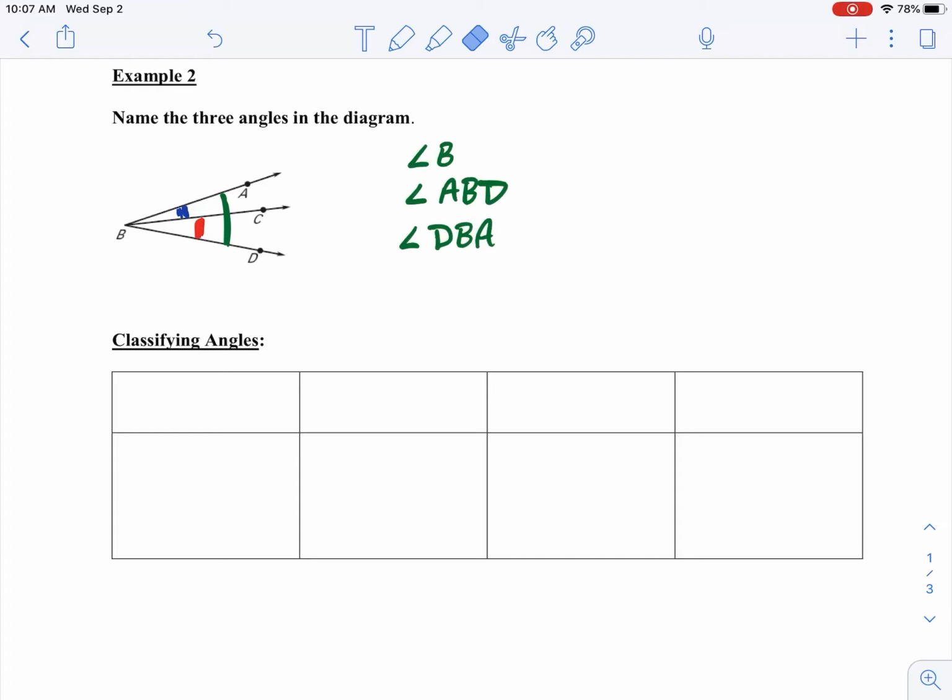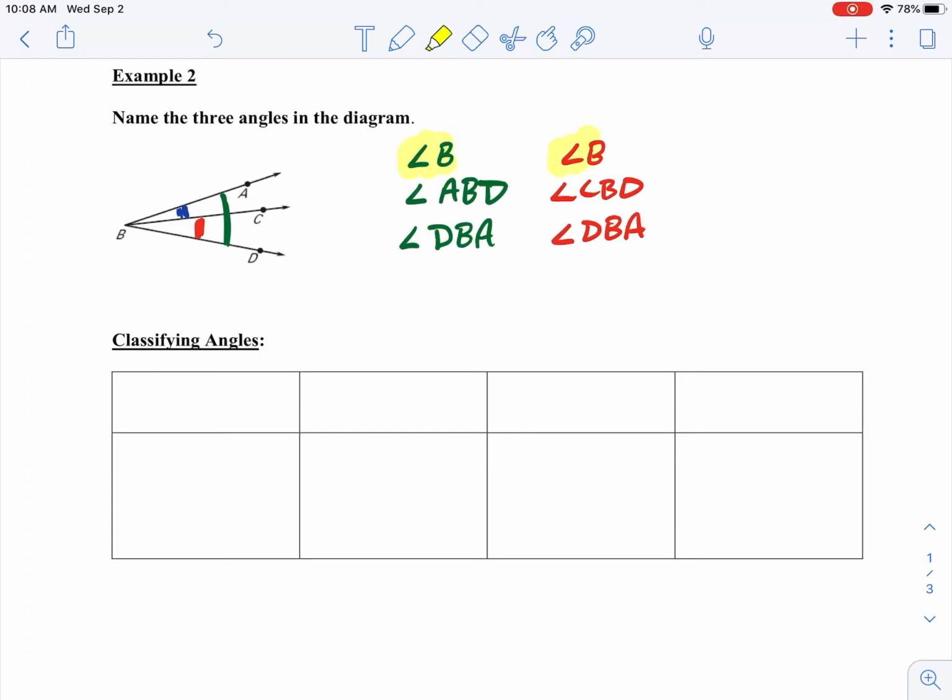Because if I were to say, hey, let's name the red one, you would probably say, okay, well, if you are talking about this angle, Mr. Keeney, I could name it angle B because that's the vertex. I could name it angle CBD, and I could name it angle DBA. And here's where our problem comes with our names. These two angles, both the green and the red, are two completely different angles. They share some things, but they are not the same.